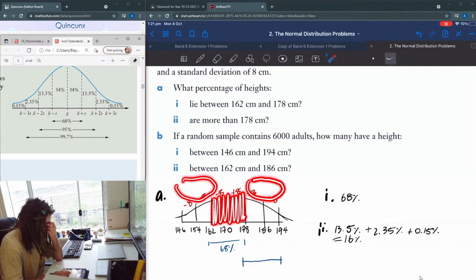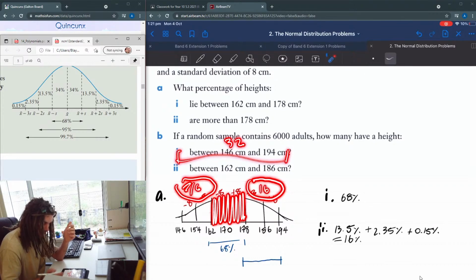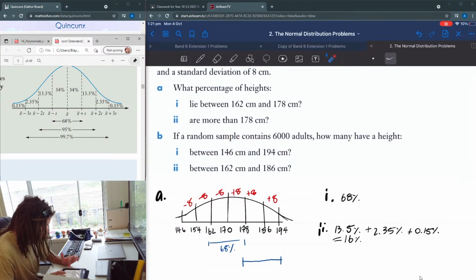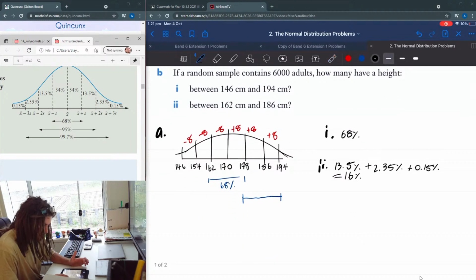Why am I so stupid today? It's 32. So all that's left is going to be 32. That means this has to be 16 and this has to be 16. So that would have made way more sense to do it like that. Okay, so that's that. Now, B.